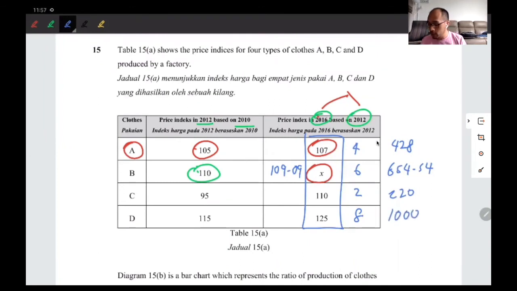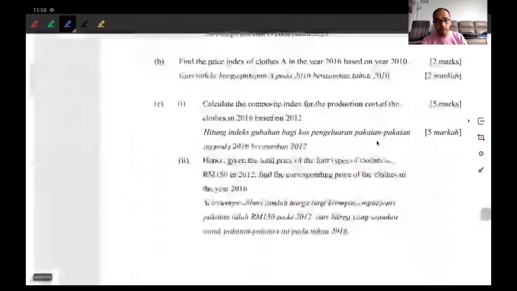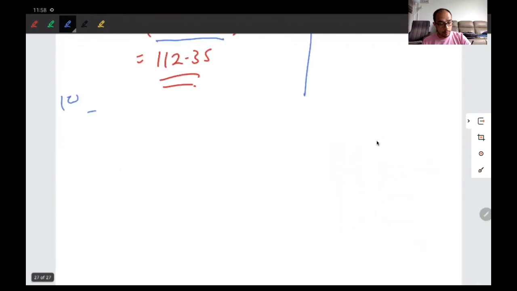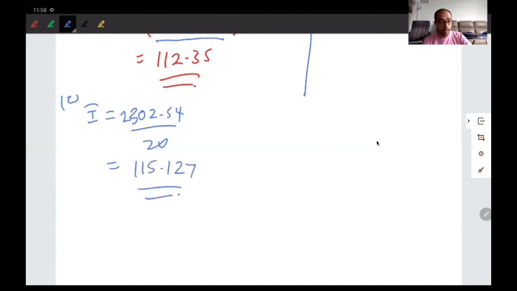Okay, add all the 4 together. 654.54 plus 428. Okay, I will get 2302.54. Divide by 20. Okay, so the composite index is 2302.54 over 20. Okay, is 115.127, approximately lah. Okay.